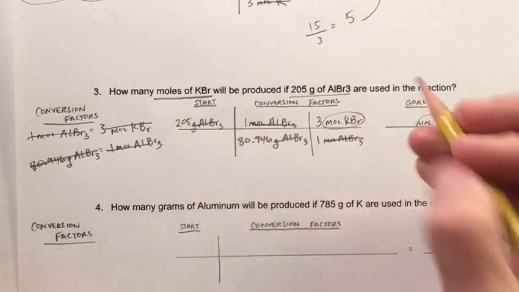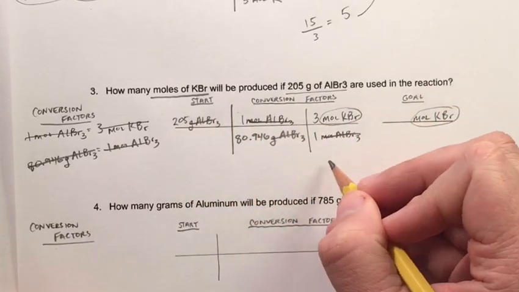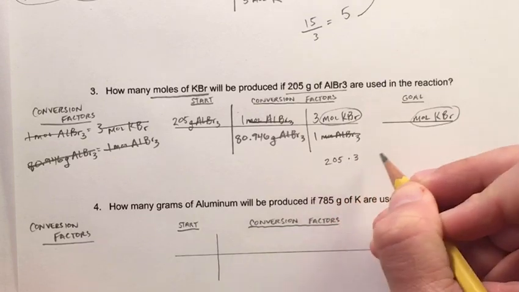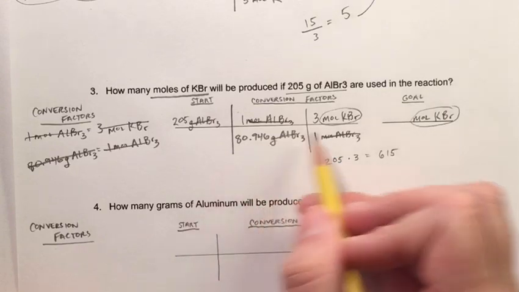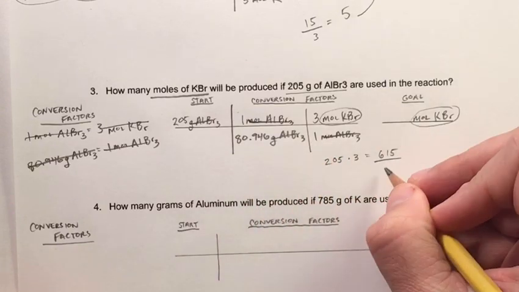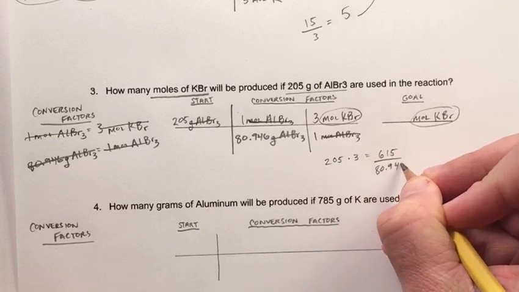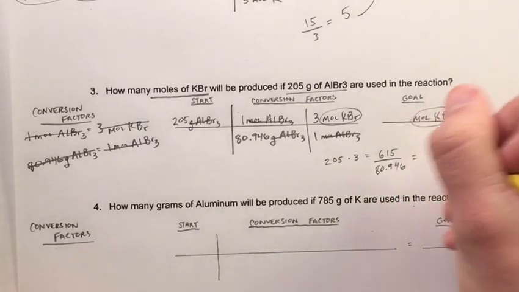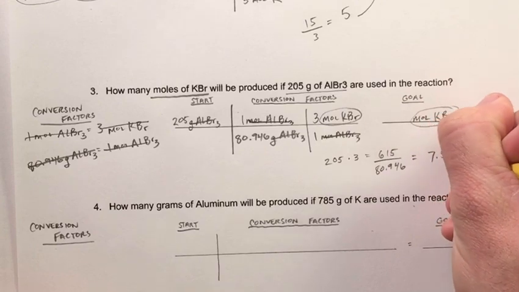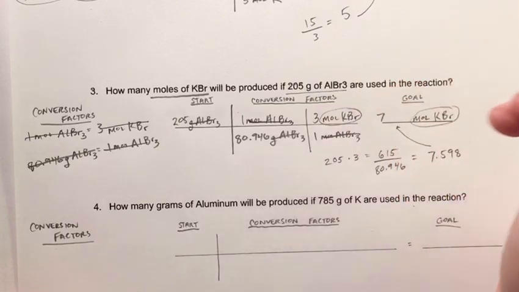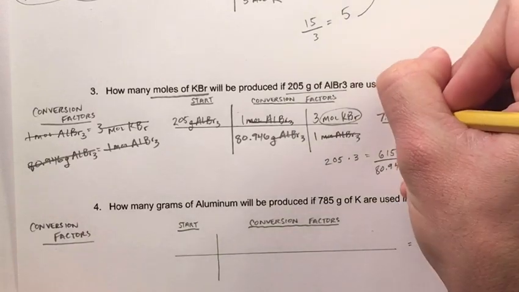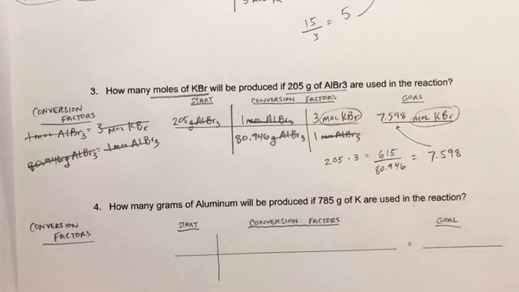Now I just need to do the math. So everything up top gets multiplied. 205 times 3, it's going to give us 615. And in the bottom, 80.946, it's just going to be times 1, so I just need to divide by that number, 80.946. And that is going to give me 7.598. Right? That goes along with our end unit. So 205 grams of aluminum bromide will give us 7.598 moles of potassium bromide.